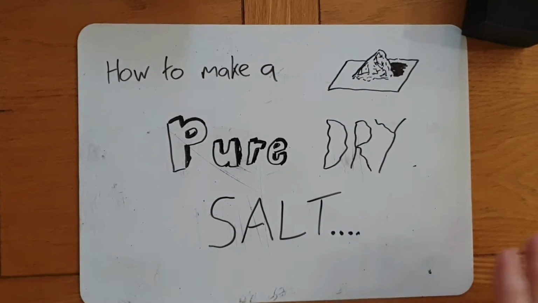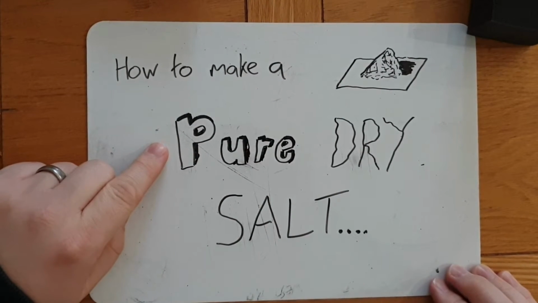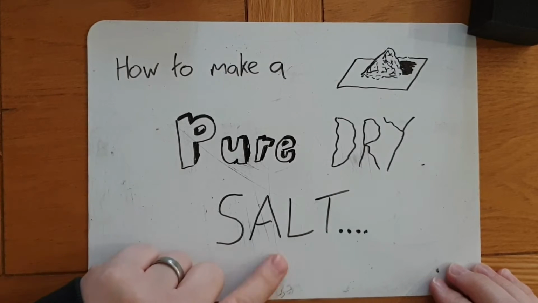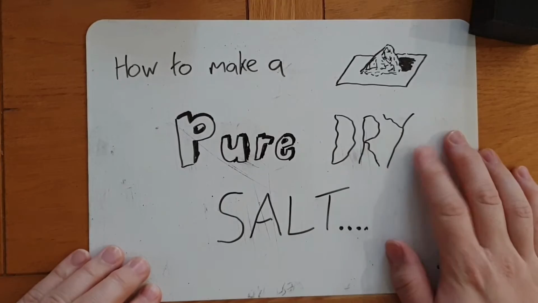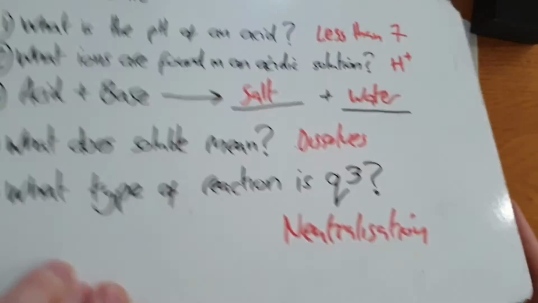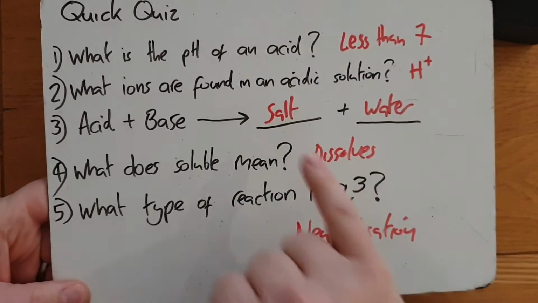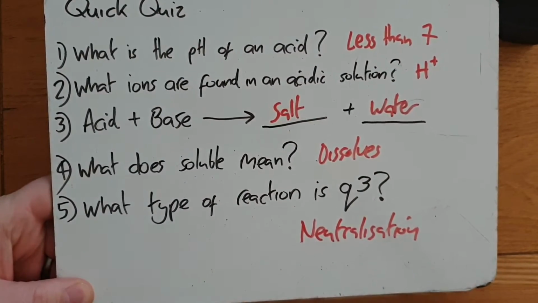So there's a couple of methods. Firstly, let's just talk about what this means. So pure means it only contains one type of substance. So the only substance we'll have is whichever salt we're interested in. Dry, so there's no solvent left, there's no water left in it. So pure dry salt. And going back to the quick quiz, how do we make a salt? Well, we react an acid with a base.